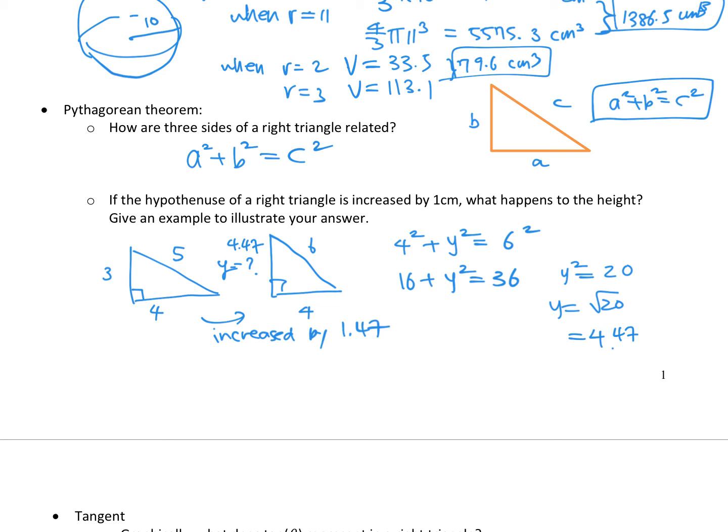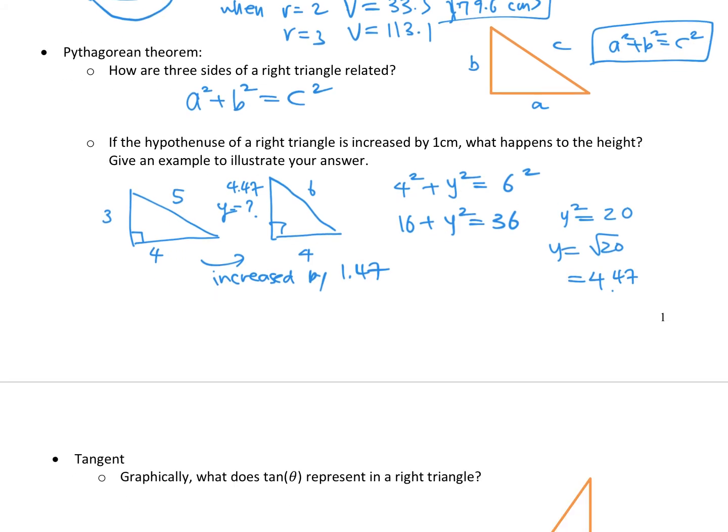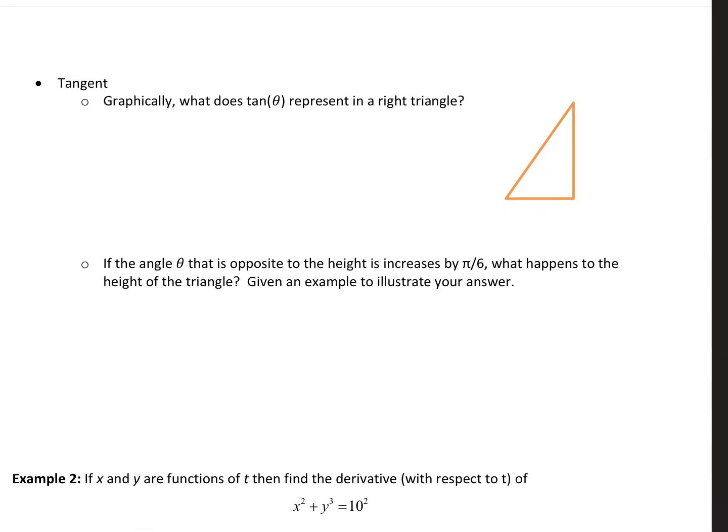So again, kind of the same thing. I'm not going to do the other triangle, but if you have a different triangle, if it goes by 6 or 7 or whatever, then this might be different, depending on how big the triangle is. They can say the hypotenuse is increased by 1, what happens to the height? Given that your base is 4, or your hypotenuse was 6 or 7, then you'll get a different answer.